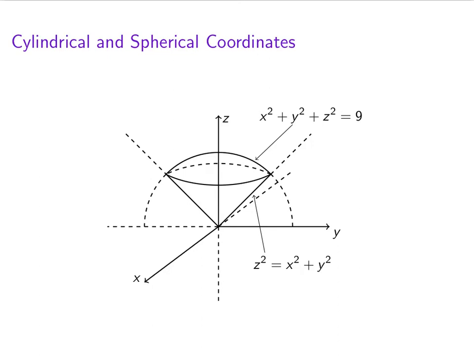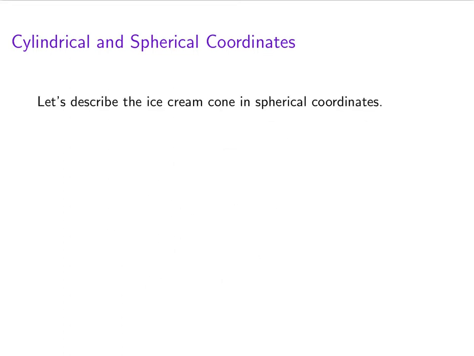So you see the cone, you see the sphere. We're going above the cone, but below the sphere. It's like an ice cream cone. Let's describe this ice cream cone in spherical coordinates. And what you're going to find is that it has a very nice description in spherical coordinates.